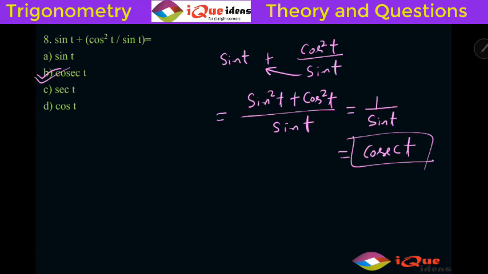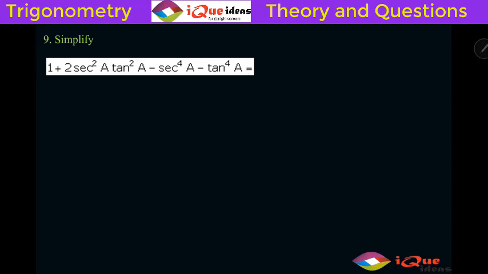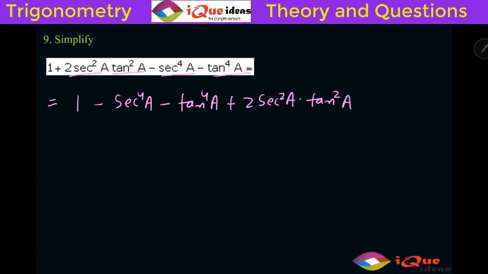Okay, now next one. This is a very interesting question. It says 1 plus 2 sec square a tan square a minus sec to the power 4a minus tan to the power 4a is equal to, let me rewrite it like this. It is 1 minus sec to the power 4a minus tan to the power 4a plus 2 sec square a into tan square a. What I have done is I have just taken sec to the power 4a and tan to the power 4a in the beginning. Now let's keep 1 separate. Let's take minus common from all these terms.